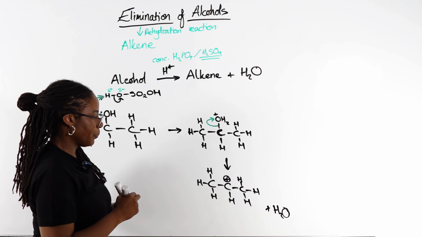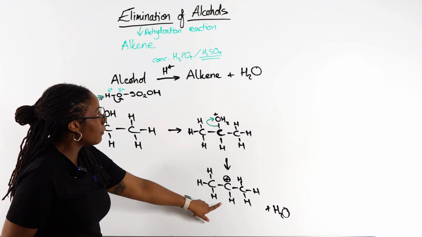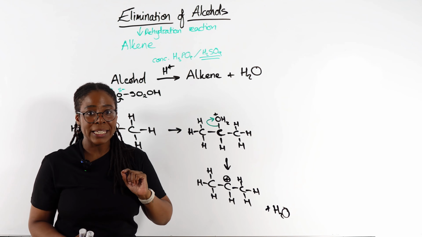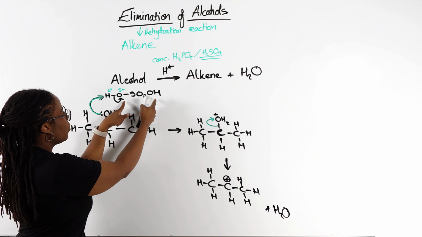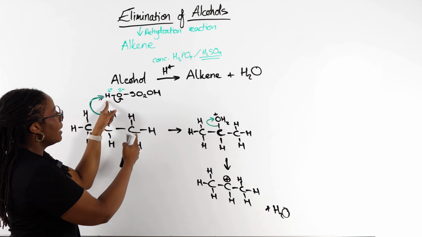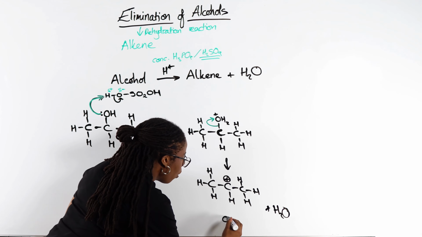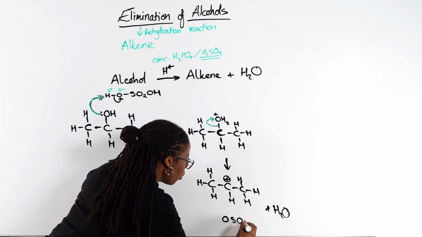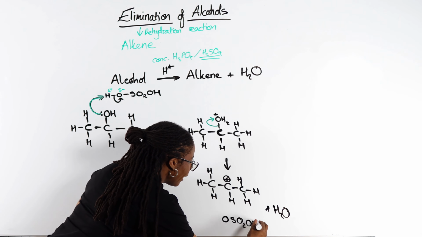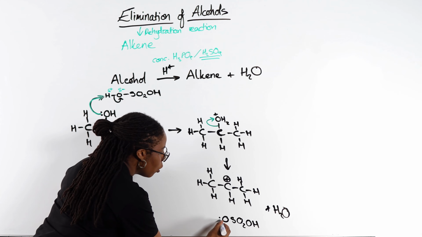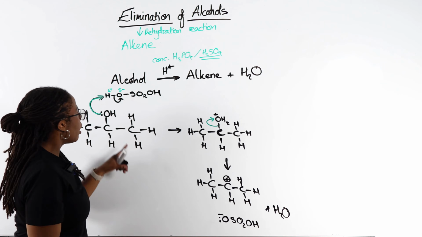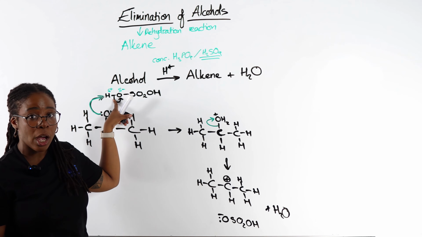over to the side. Now, how do we get from this over to our alkene? Well, let's not forget, we've got this bit here that came from our original acid. So we've got OSO2OH that now has a lone pair and a negative charge from having lost that H earlier on.